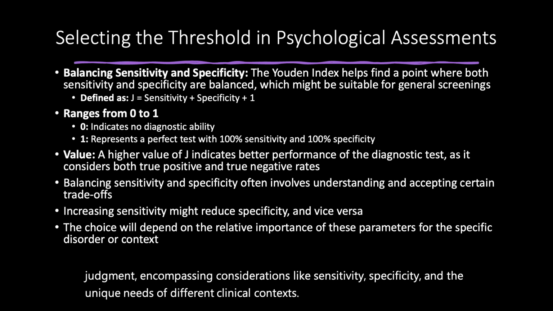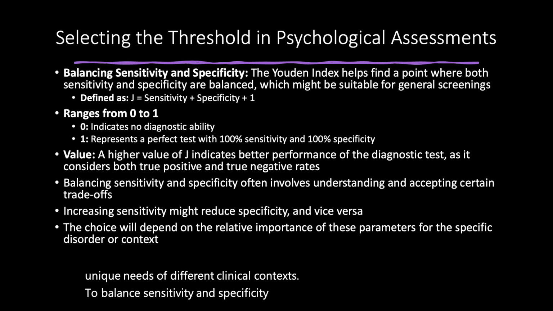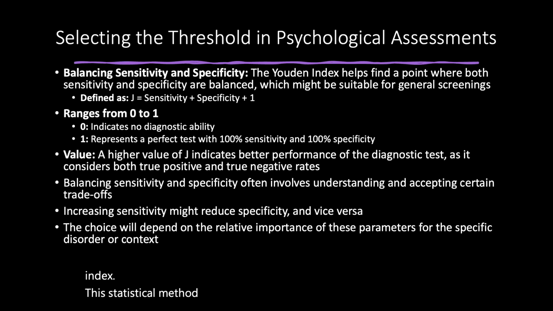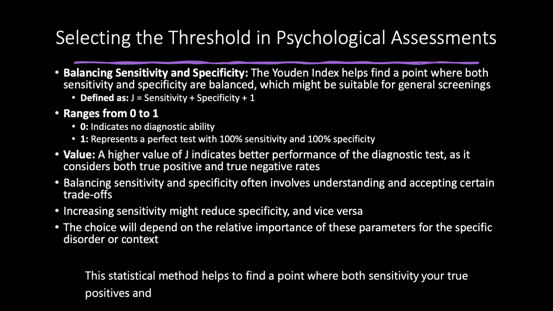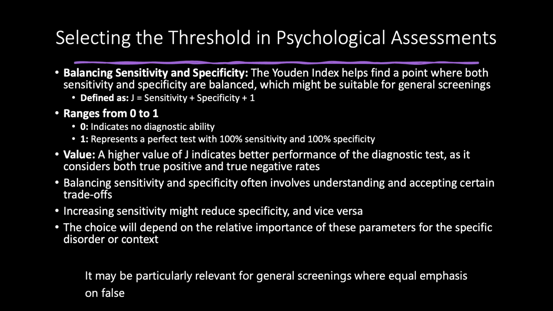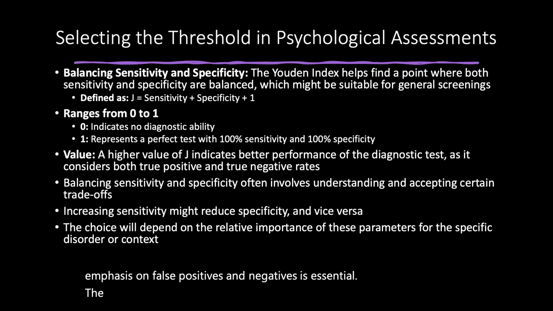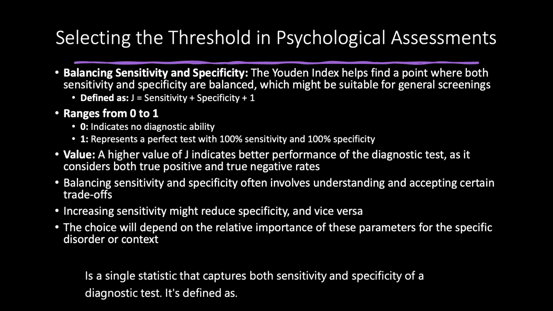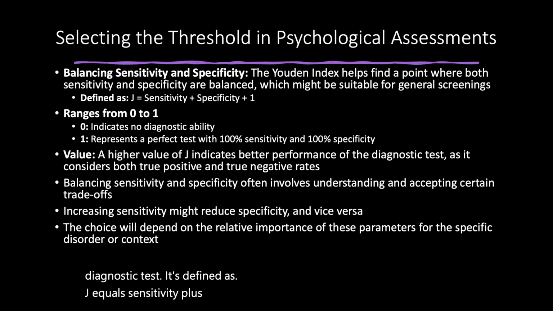To balance sensitivity and specificity, we'll use something called the Youden index. This statistical method helps to find a point where both sensitivity, your true positives, and specificity, your true negatives, are balanced. It may be particularly relevant for general screenings where equal emphasis on false positives and negatives is essential. The Youden index, denoted as J, is a single statistic that captures both sensitivity and specificity of a diagnostic test. It's defined as J equals sensitivity plus specificity minus 1.